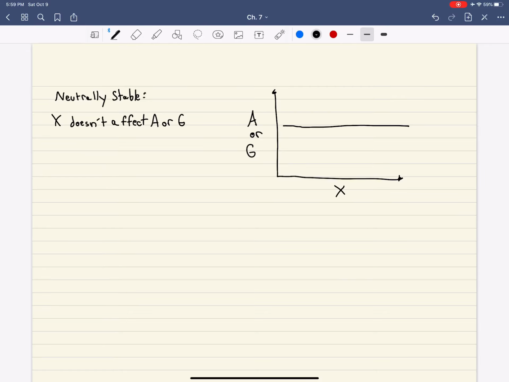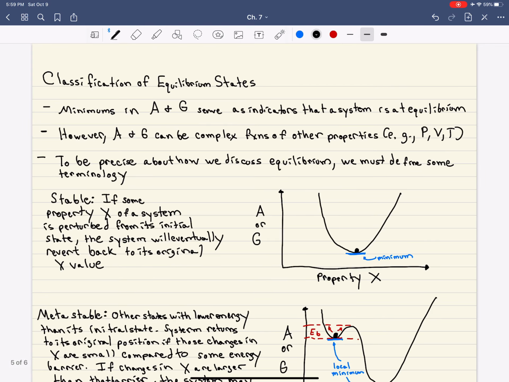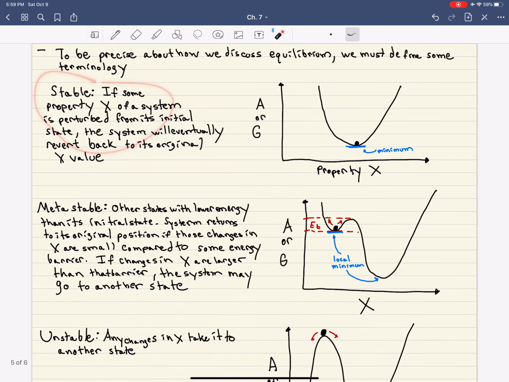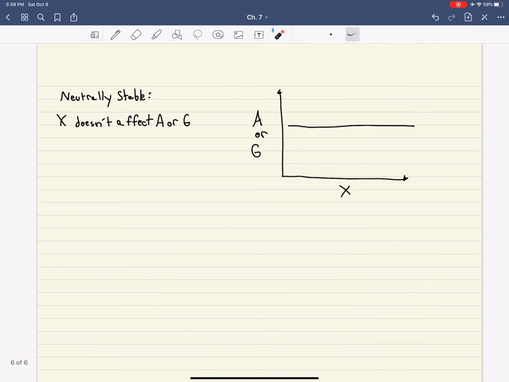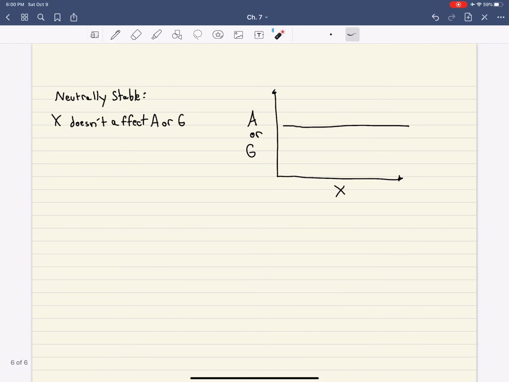Okay? All right, and so we define these terms. We define stable, metastable, unstable, and neutrally stable. And so we're going to use these terms in order to describe the equilibrium and stability of various chemical systems.